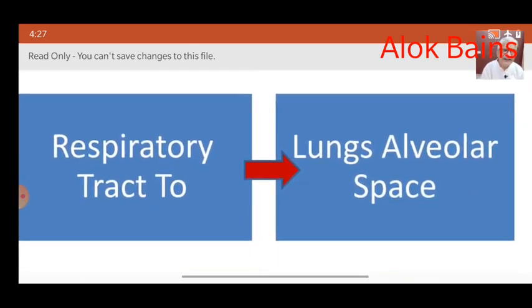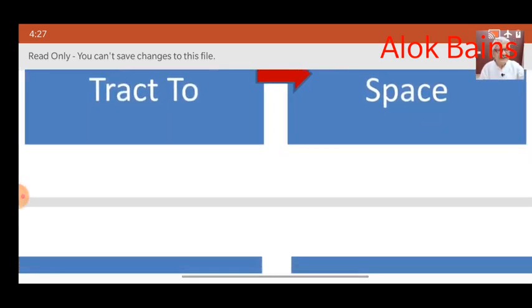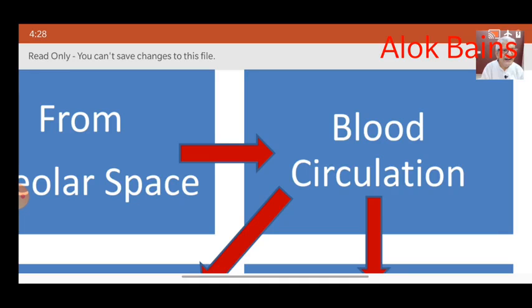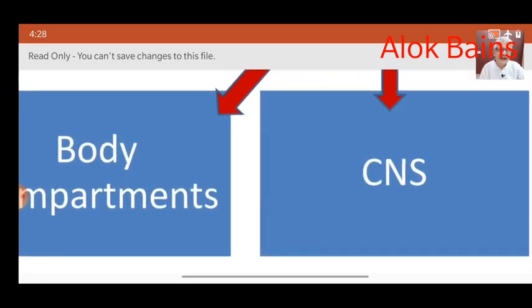We know these inhalation anesthetics enter into the respiratory tract, and from the respiratory tract they enter into the lungs alveolar space. From the lungs alveolar space, these inhalation anesthetics will get absorbed into blood circulation, and with blood circulation they will get distributed into the various body compartments and central nervous system. Today we will try to understand how these inhalation anesthetic molecules move from the respiratory tract to the various body compartments and central nervous system.